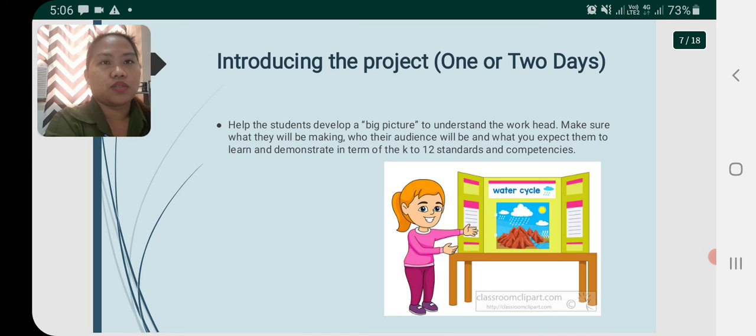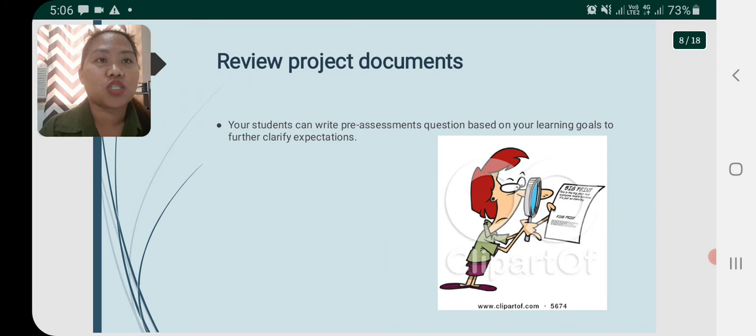Di ba po? So, number 2, review project documents. Ayan po. Bago mo isalang ang iyong gustong gawin or ipakita sa iyong teacher, sa iyong students, kailangan mong reviewhin ng maigi para mas maintindihan ng estudyante mo or ng kung sino man ang gusto mong maging clarify yung expectation nila sa iyo. Yun po.